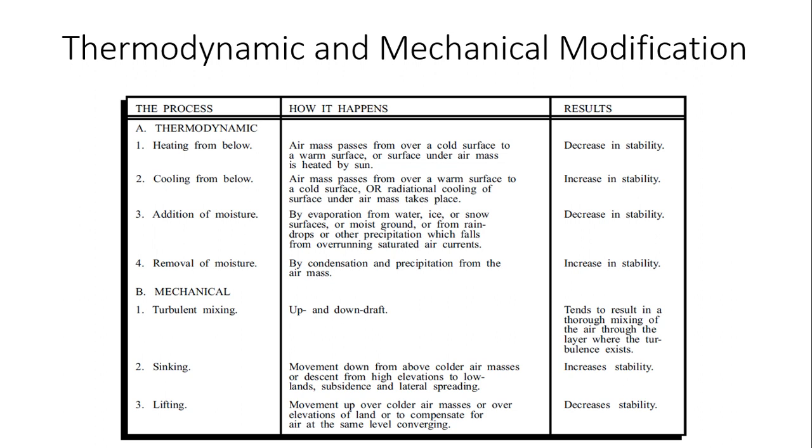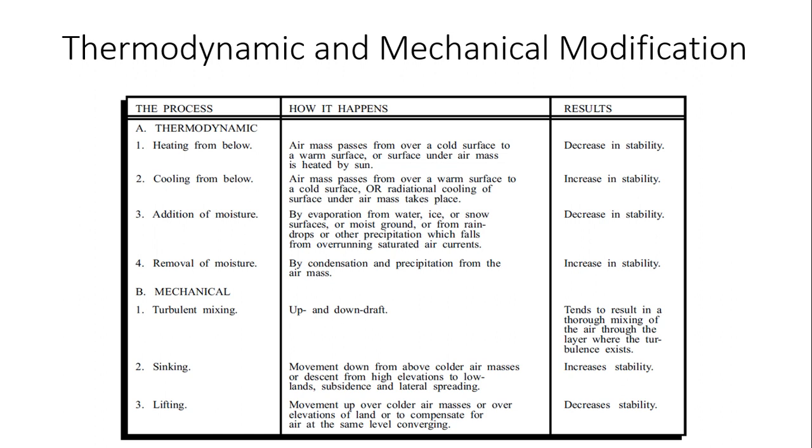So for example, if I have heating from below, as the air mass passes from over a cold surface to a warmer surface, there's a general decrease in stability. But if I have cooling from below, as the air mass moves out of the source region over a cooler surface, generally we're going to have an increase in stability. And then we have the addition of moisture and the removal of moisture.